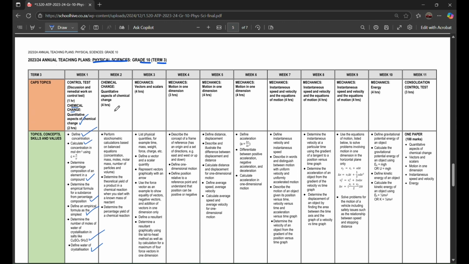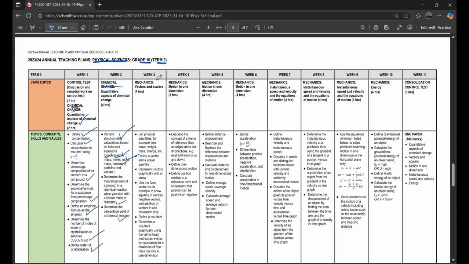Within the second week, we'll be looking at the chemical change, which focuses on the following: perform stoichiometry calculations based on a balanced equation, just like concentration, mass, moles, molar mass, number of particles, and volume. Determine the theoretical yield of a product in a chemical reaction when you start with a known mass of reactant. Determine the percentage yield of a chemical reaction.